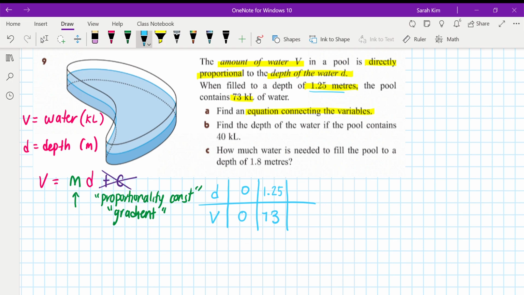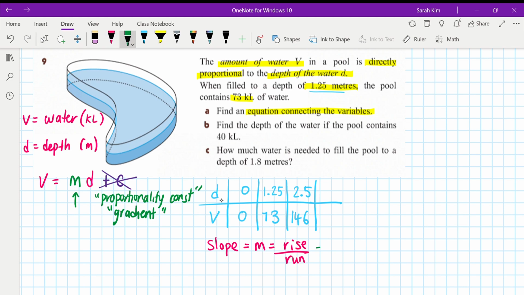Now if I add another 1.25, I will get 2.5 meters, and then if I add another 73 kiloliters of water, if I just double it, that'll be something like 146. So I'm going to stop there. I'm going to show you how to use just the slope equation, the slope function, which is the M, which is rise over run, to use this without having to draw a graph.